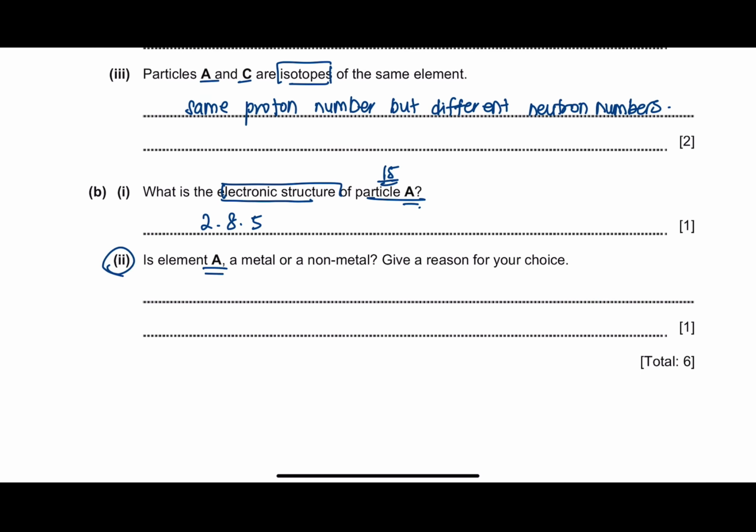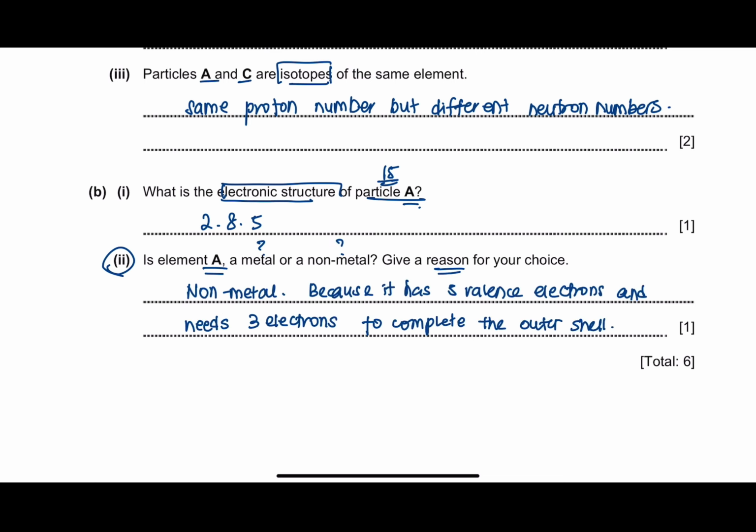Question 2. Is element A a metal or a non-metal? Give a reason for your answer. Now, element A is non-metal. The reason is because it has 5 valence electrons. Valence electron is the term that you use to define the number of electrons at the outermost shell. And it says 5 here, therefore it needs another 3 electrons in order to become stable. Therefore, this is non-metal. A metal element usually donates electrons and does not receive.